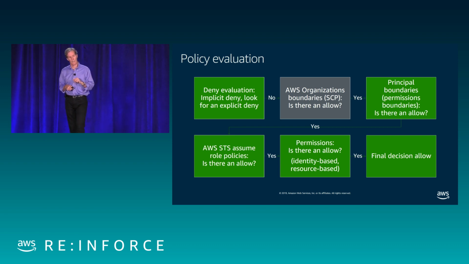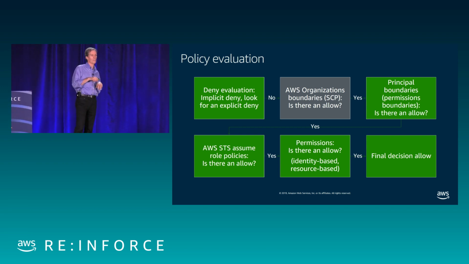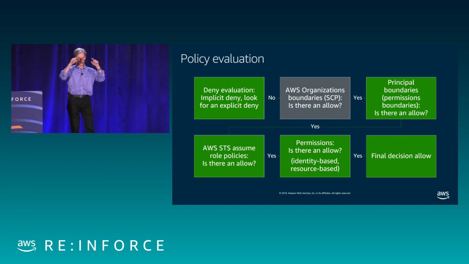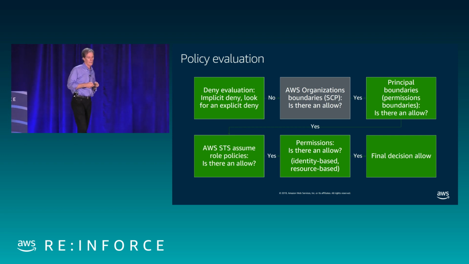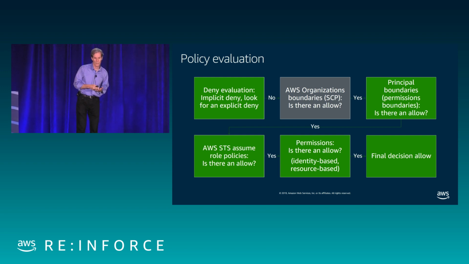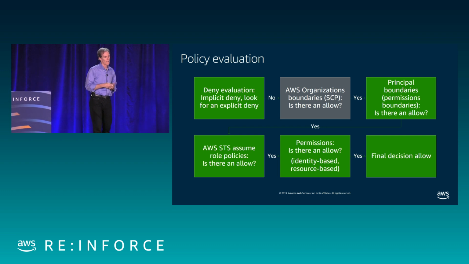The second step is, if there are no denies, look for allows. But look for them at the service control policy level. That's the big one. And if there's an allow there, it's yes to do what you're trying to do, then let's keep going. Let's look at permissions boundaries. Are there any permission boundaries that allow you to do what you're trying to do? And if the answer is yes, let's keep going.